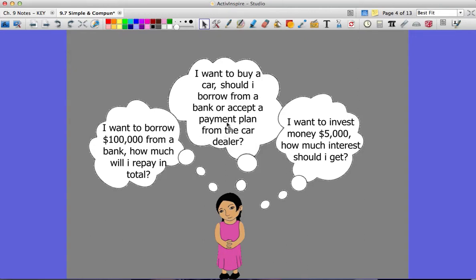You would want to figure out how much interest you're going to end up paying based on how much you are loaned or how much you borrow. You also want to figure out how much interest you're going to earn if you invest money or if you deposit money and save it.